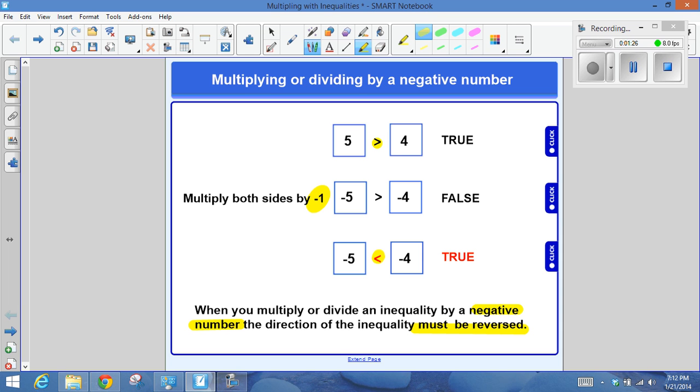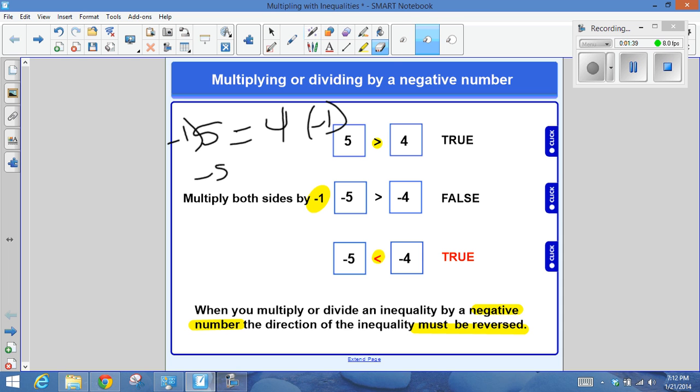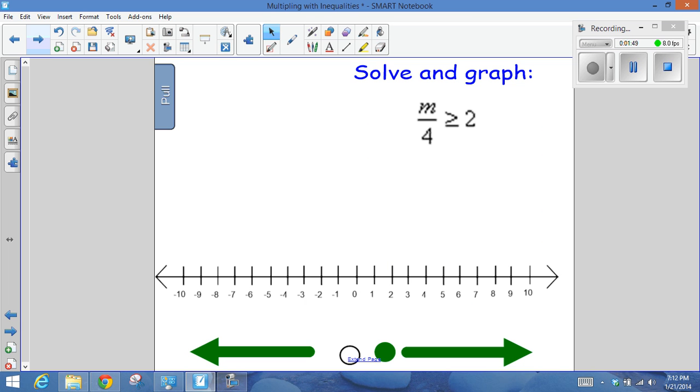It's not any big deal when we have an equal sign, you know, 5 equals 4. If I multiply both sides by a -1, it's not going to matter. I'm at -5, it just doesn't matter. But with the inequality sign, it does matter. So we just need to remember that when we're multiplying or dividing by a -1, you have to flip the sign. Okay? Now, let's look at a couple of examples for that.